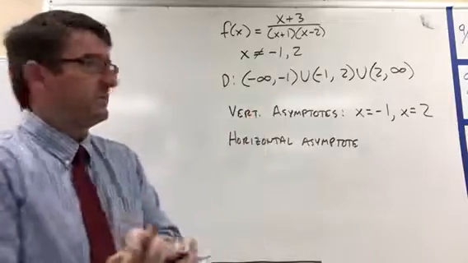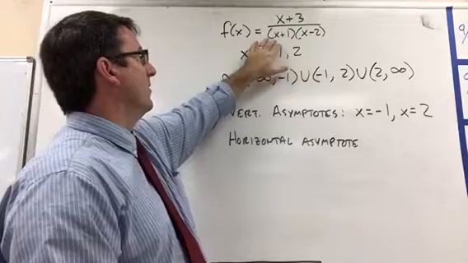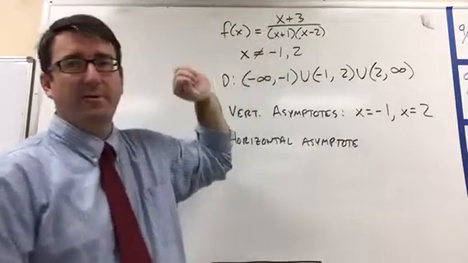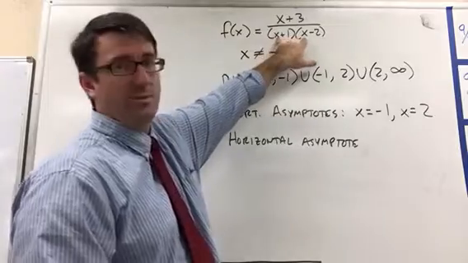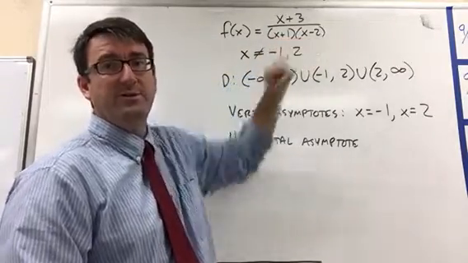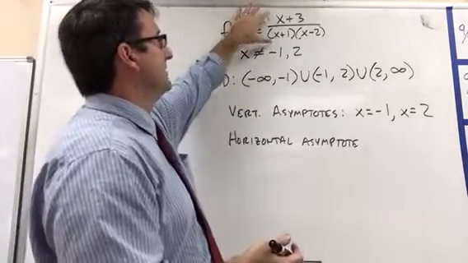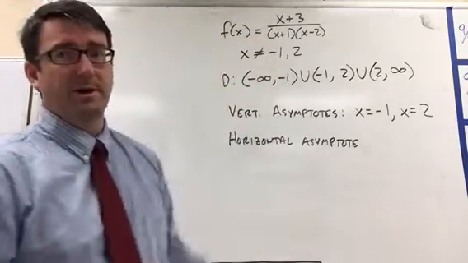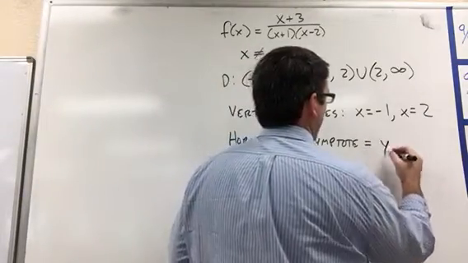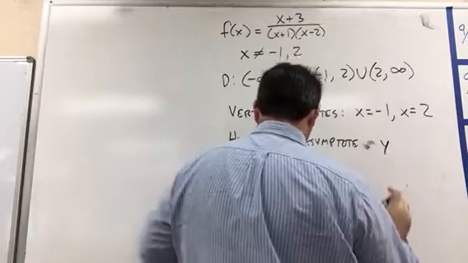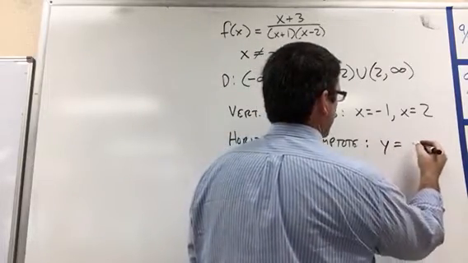Here, you can see that this is in factored form, so it looks like maybe we have the same degree on the top and the bottom. But notice that if we FOILed this out, we'd get an x squared here. We've got an x, we've got two x's, and so if we multiply those together, we get x squared. So the degree on the top is smaller than the degree on the bottom, which means that our horizontal asymptote is y equals 0.